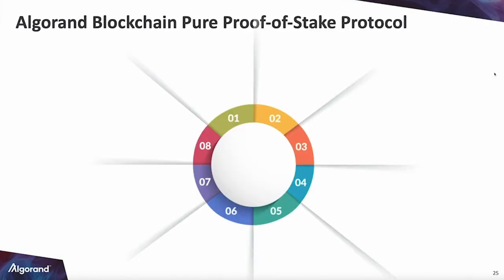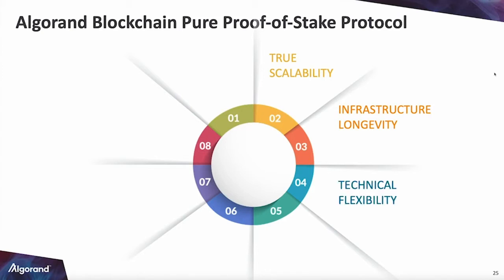So first and foremost, let's talk briefly about the blockchain pure proof of stake protocol. It has true scalability, able to scale to billions of users. Infrastructure longevity is in place as the entire project is open sourced, as well as our verifiable random function, which is used in the pure proof of stake protocol. Technical flexibility as well. We've done many upgrades already, and very smooth and really not noticeable by the user whatsoever. So no downtime on that.